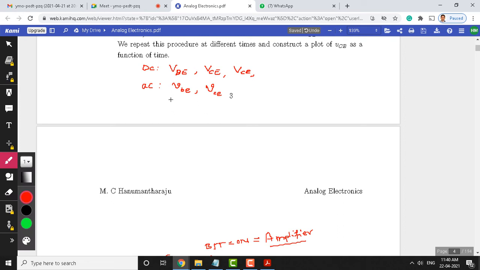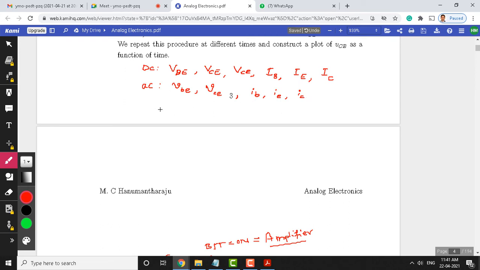So these are the DC voltages. Let us see the currents. We have three currents here: the DC base current, the DC emitter current, and the DC collector current. Whereas the AC base current is denoted as small i, small b, the AC emitter current as small i, small e, and small i, small c is the AC collector current.